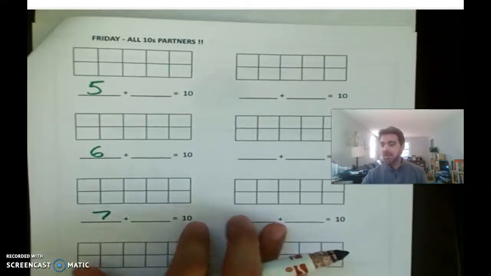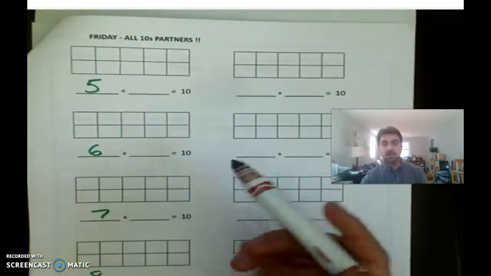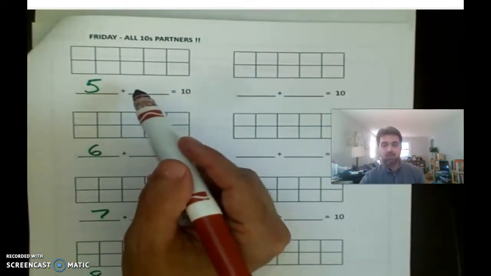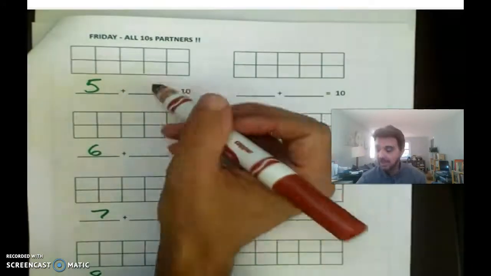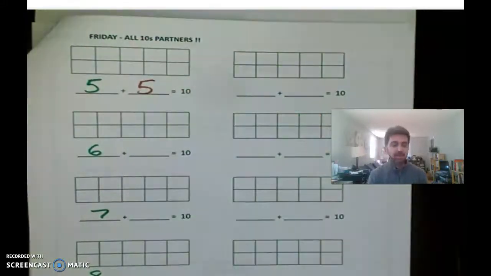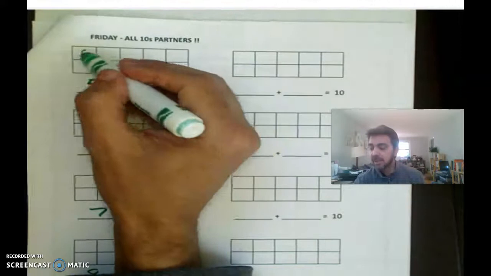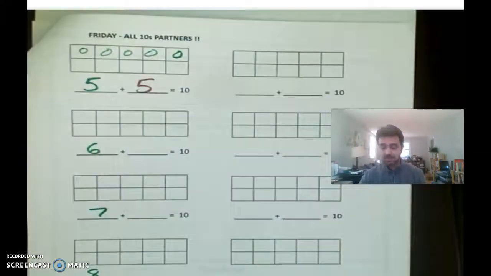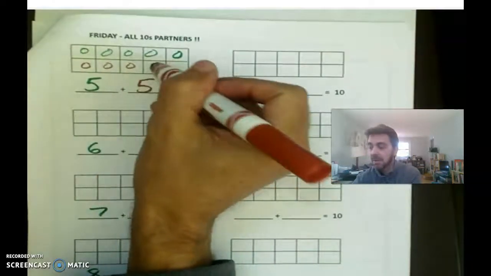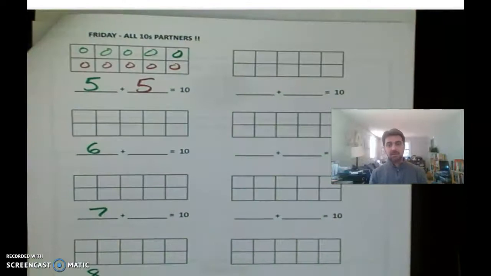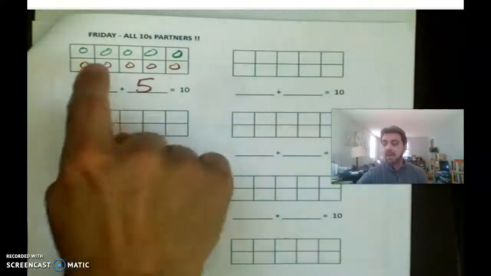All right, and now what we're going to do is list the tens partners. So 5 and what makes 10? 5 and 5. So we're going to write down 5. Okay, and we know that because we can prove it if there's 5 up top, and we double it, which is we add the same amount, and we have 10, okay? So what I would like you to do, and some of you are getting really good at this and really fast, but I do want you to prove it.